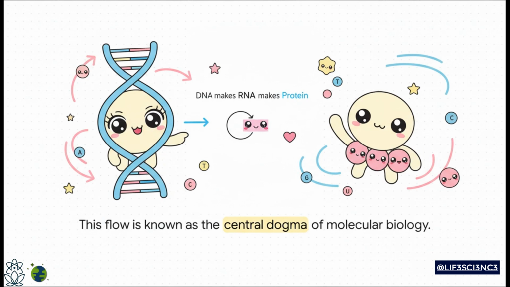And here you see that core principle laid out visually. DNA makes RNA, and RNA makes protein. See those arrows? That flow is one of the most important concepts in all of biology. It's the assembly line that turns the potential stored in your genes into the physical reality of, well, you.